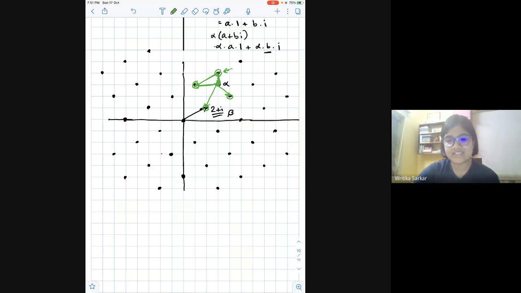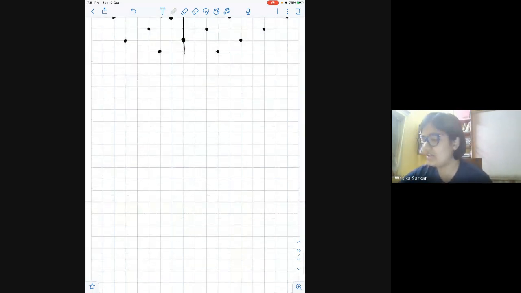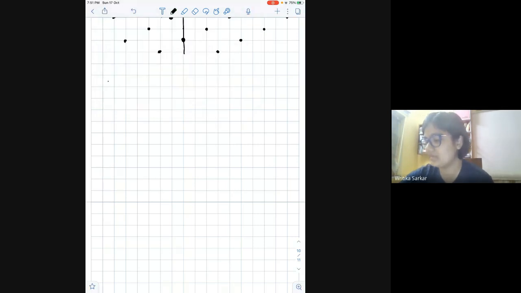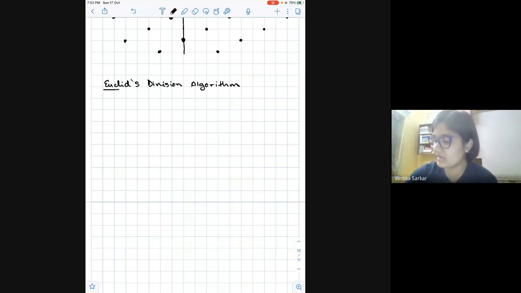Right. Let me just check what I was planning to do next. Yeah, definitely. So naturally, what follows is Euclid's division algorithm. I'm not going to prove this or anything. I'm just going to leave it to your intuition. I'm just going to tell you what this is, because this isn't something quite as interesting.